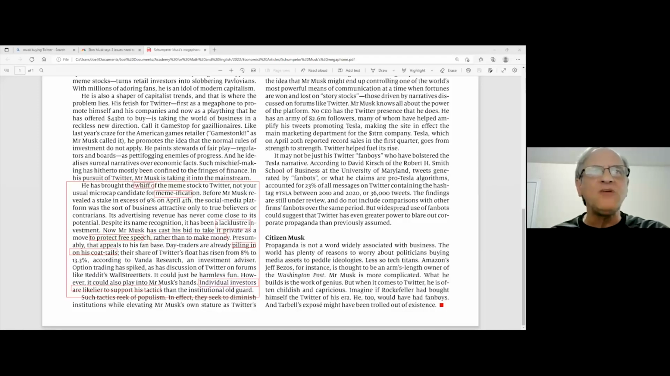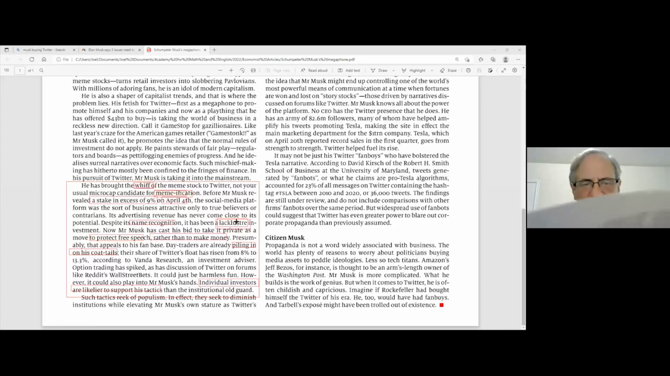Okay, good. So he's brought the whiff of the meme stock. That whiff means smell. So he's looking at Twitter and almost making fun of it, but he wants to make it a meme. So one of the things that Musk has done, he revealed on April 4th that he wanted to take over and buy it. He revealed that he had a stake in excess of 9%. So he already owned 9% of it. Now he wants to buy it all. There's name recognition, of course, everybody knows about this, but it's been a lackluster investment. So Twitter people know the name, but it's been lackluster.